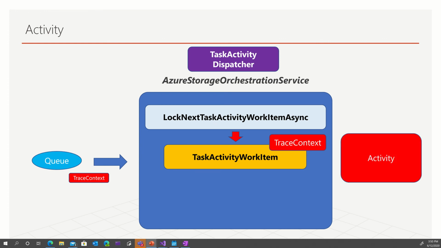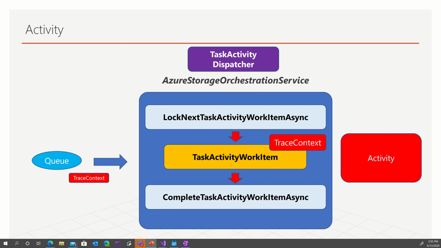Once this is created, the newly created activity trace context is passed to the activity class. That is why the activity class can refer not only to the trace context but also to the activity class instance. So a customer can send custom telemetry from here, or create dependency telemetry to call another system. Then once the activity finishes, the complete task activity work item async starts.